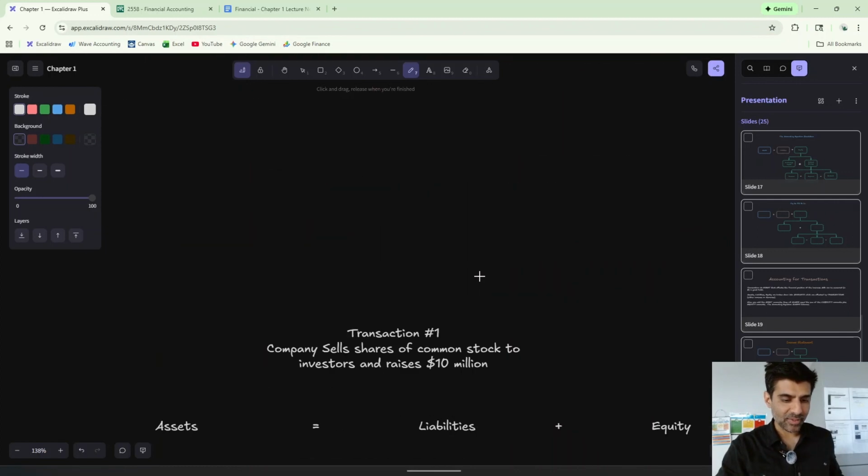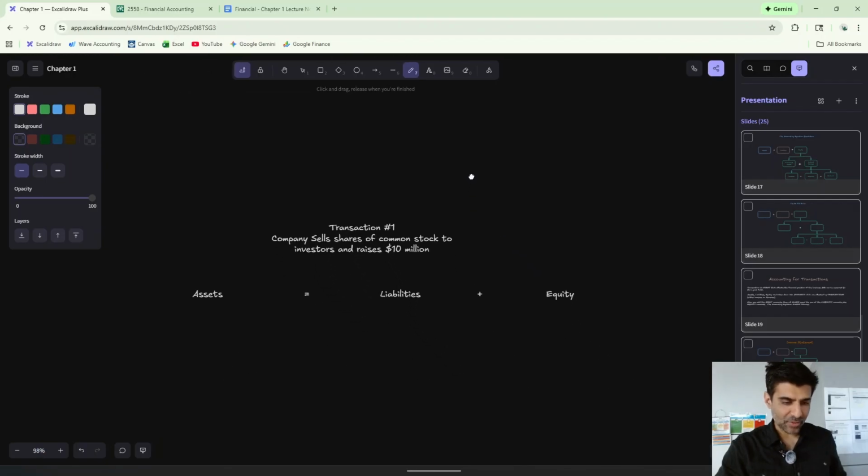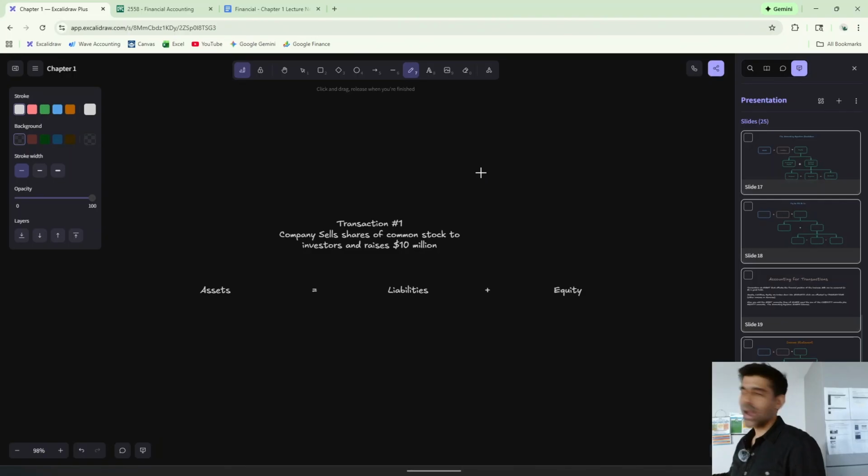I think it'll be easier to see this when we have some solid transactions that we're accounting for. So this first one: company sells shares of common stock to investors and raises $10 million. My claim is that after this transaction, assets equals liabilities plus equity is going to balance. So what is happening? What is our company receiving in this transaction? 10 million in cash. Is that going to go on the left side or the right side? Left, yes. So I'll just say assets equals 10 million.